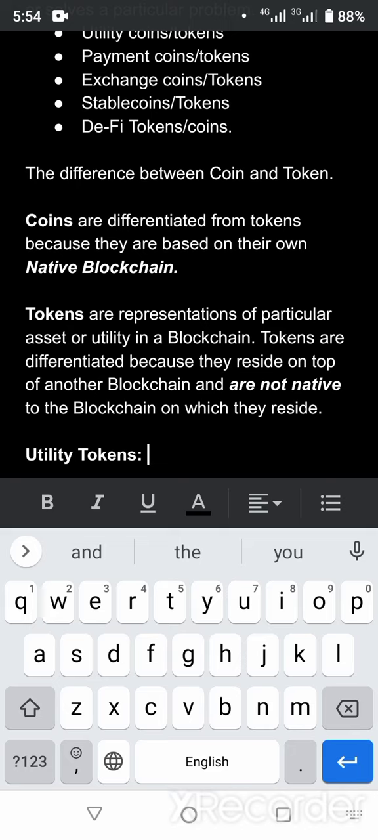Okay. Utility tokens are, how will I put it? They are digital units that provide access to users for certain services or needs on particular blockchains. For instance, the token provides access to a product or service which the token issuer, whoever it is that provides this token, has.